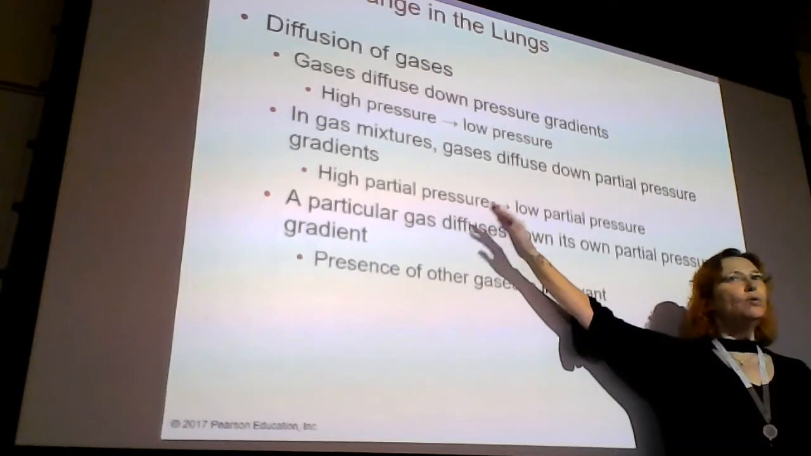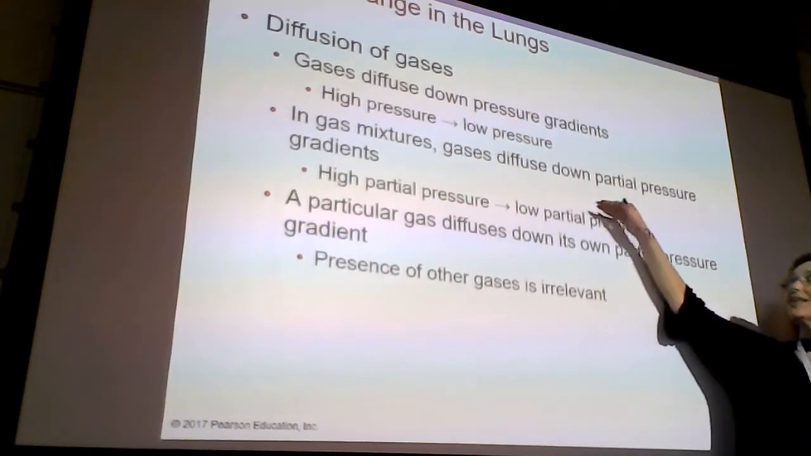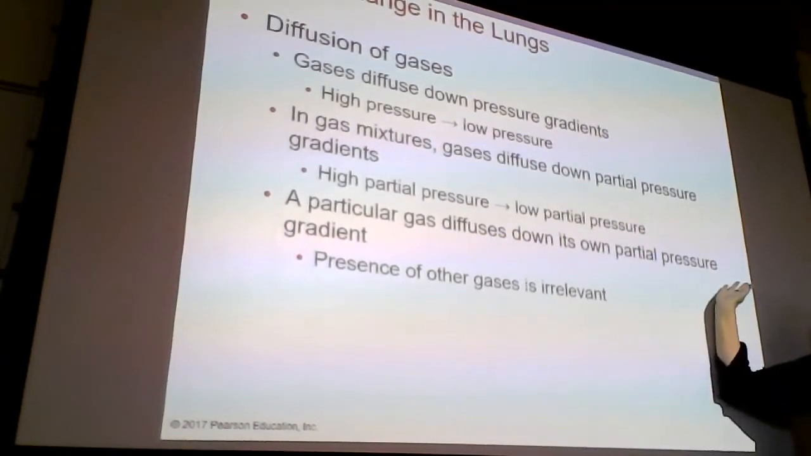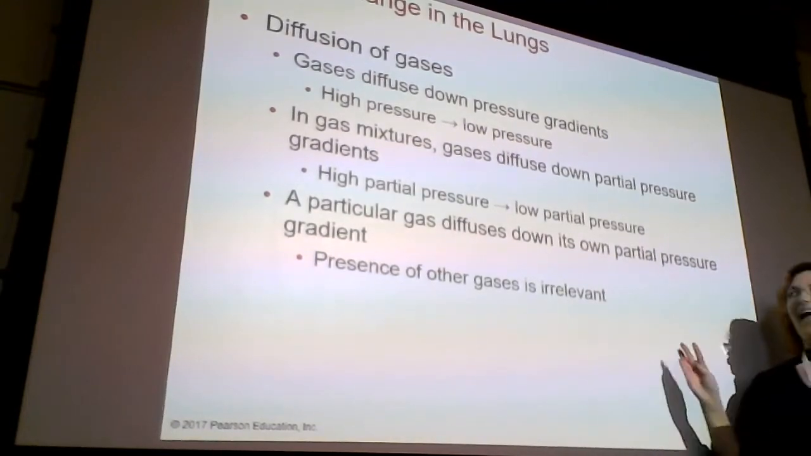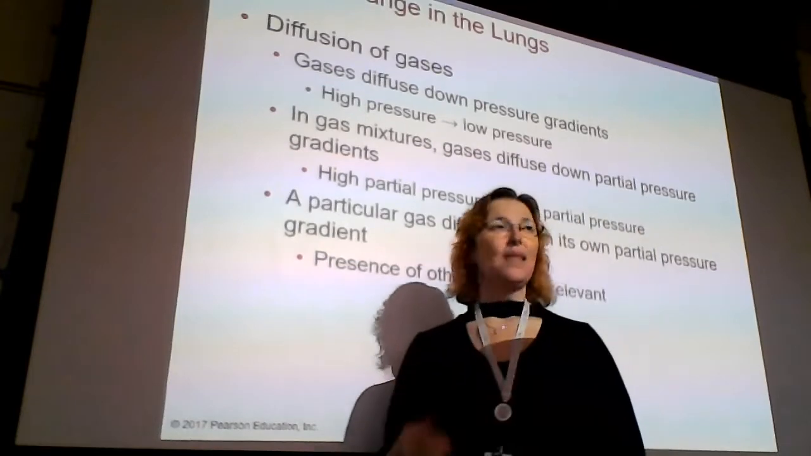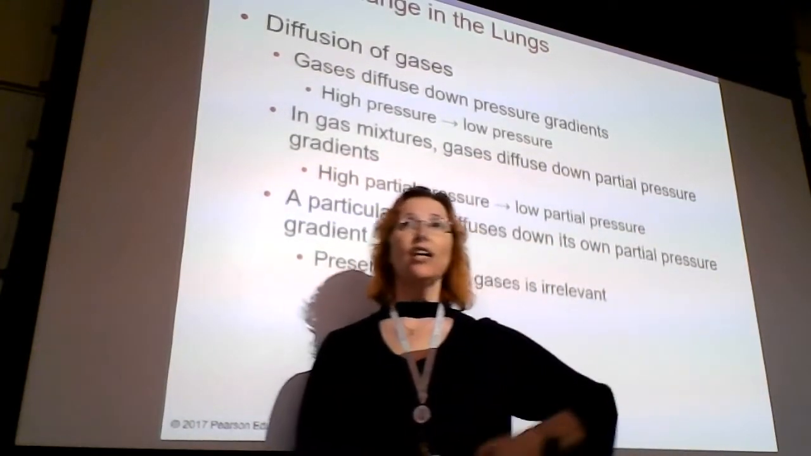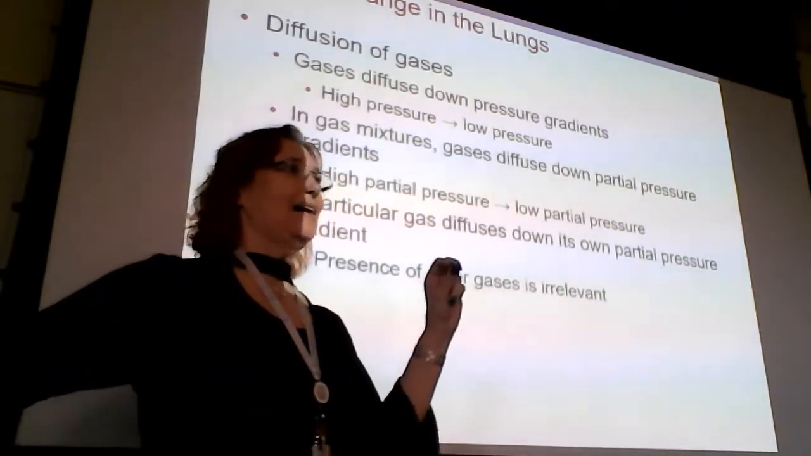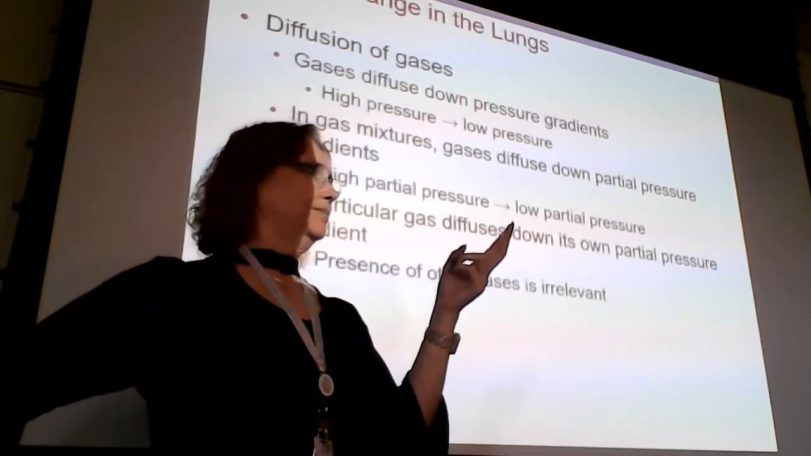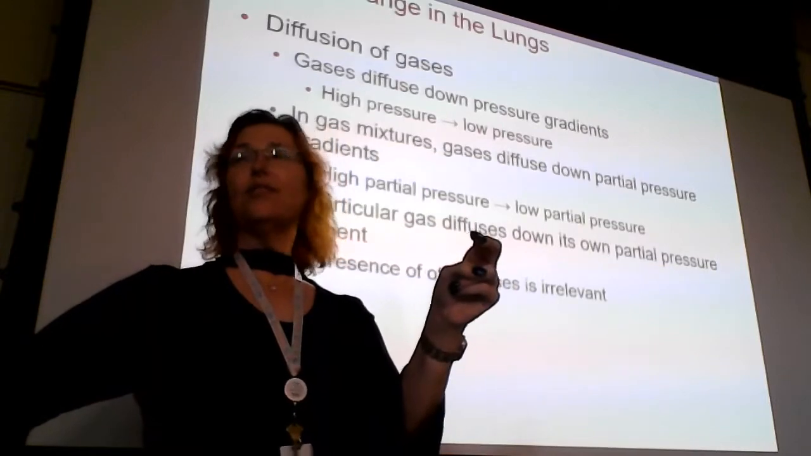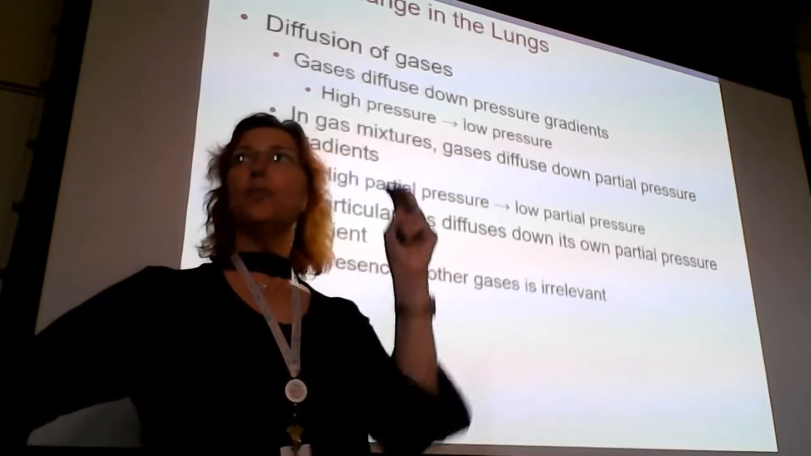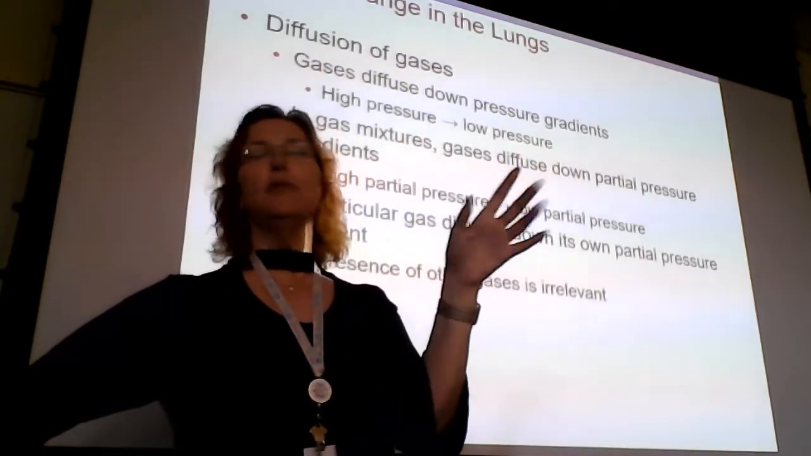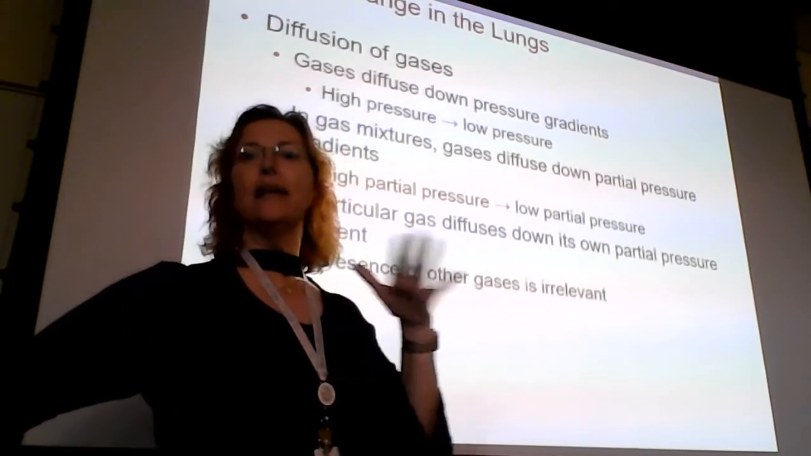So from that gas's high partial pressure to that gas's low partial pressure, a particular gas diffuses, as I said, down its own partial pressure gradient. The presence of other gases, when we're looking at that gradient exchange for any one gas, is independent of any of the other gases. So when we're looking at the exchange of oxygen, the only factors that come into play are the partial pressures of oxygen between our two areas of exchange. Doesn't matter what nitrogen is doing, doesn't matter what CO2 is doing, none of that matters.